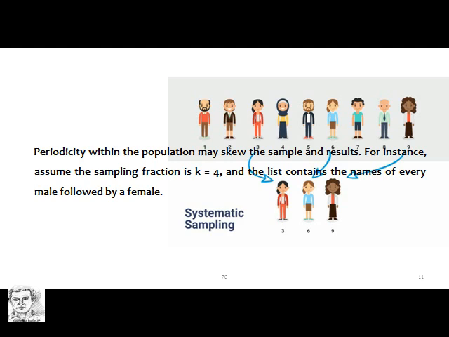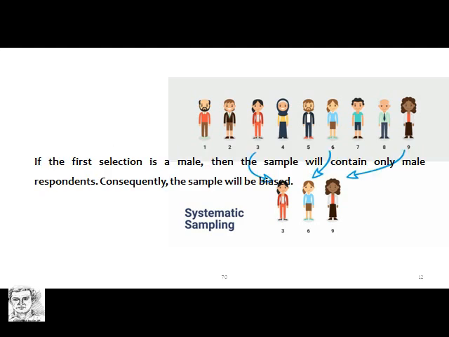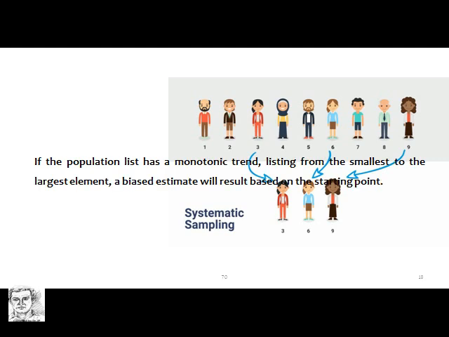Periodicity within the population may skew the sample and results. For instance, assume the sampling fraction is k equals 4, and the list contains the names of every male followed by a female. If the first selection is a male, then the sample will contain only male respondents. Consequently, the sample will be biased. If the population list has a monotonic trend, listing from the smallest to the largest element, a biased estimate will result, based on the starting point.